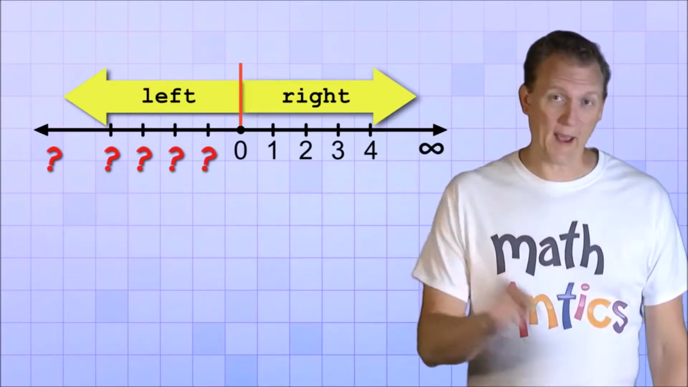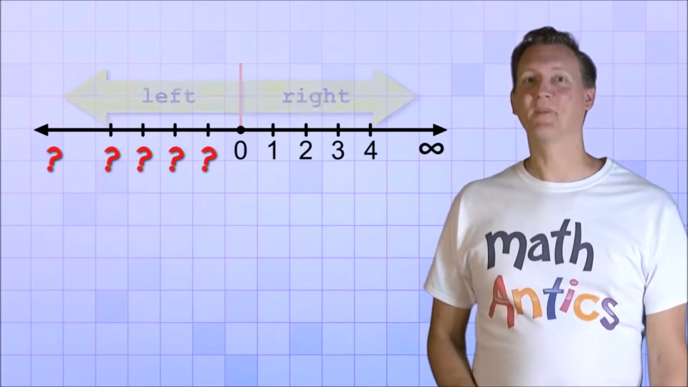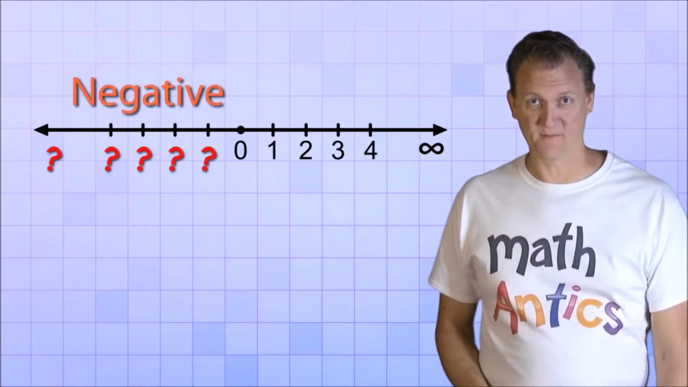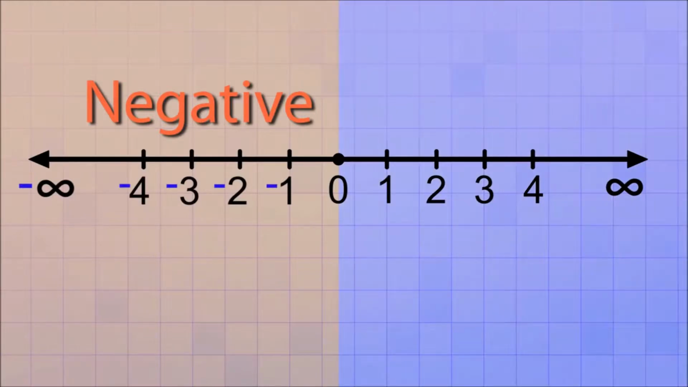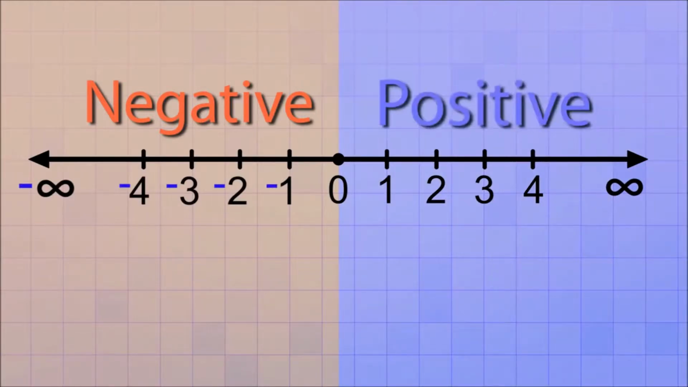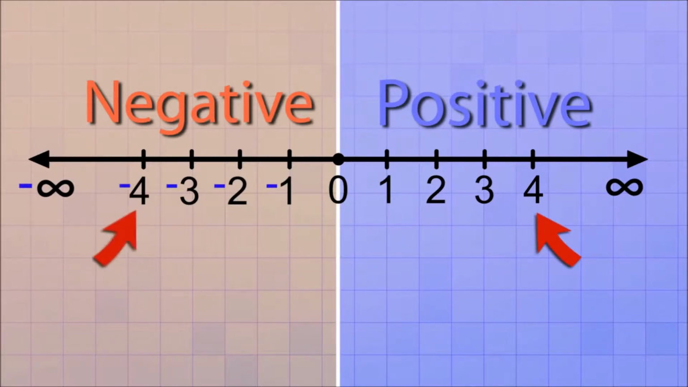And what numbers are on that part of the number line? Yep, you guessed it, negative numbers. The negative numbers are just like a mirror image of the numbers on the right side of the number line that we call the positive numbers. And 0 is the special number that separates the positive numbers from the negative numbers.